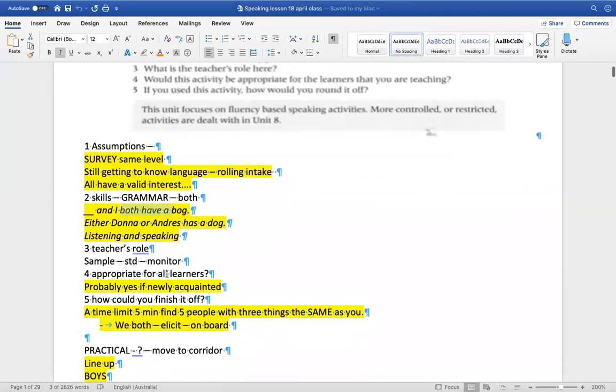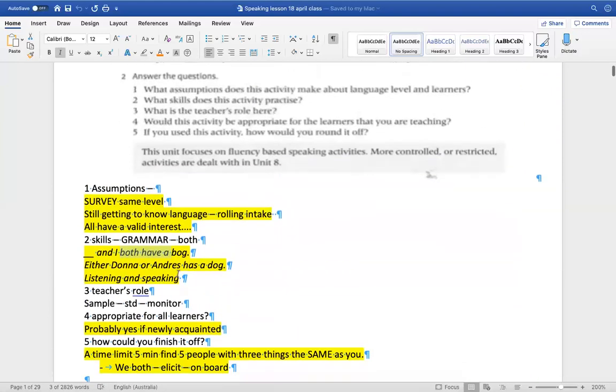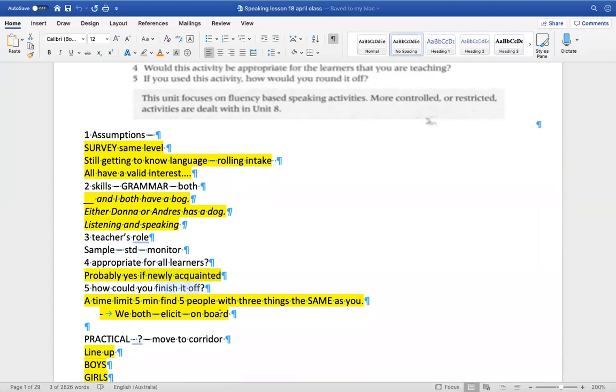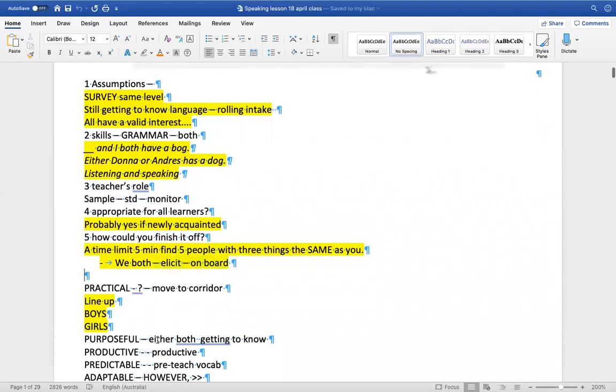And we looked at the teacher's role. What should the teacher be doing when the students are doing this? So I mentioned that a student teacher would sample what is expected and then go around and just monitor, check, give feedback. Appropriate for all learners? Well, we thought yes, but if they're already well and truly good friends, maybe not. And how to finish off? Well, you choose a couple and get them to say what it was, those things that were the same as them. So elicit their responses that they found out and write on the board. If there's any grammar, we'll put that on the board and look into it.